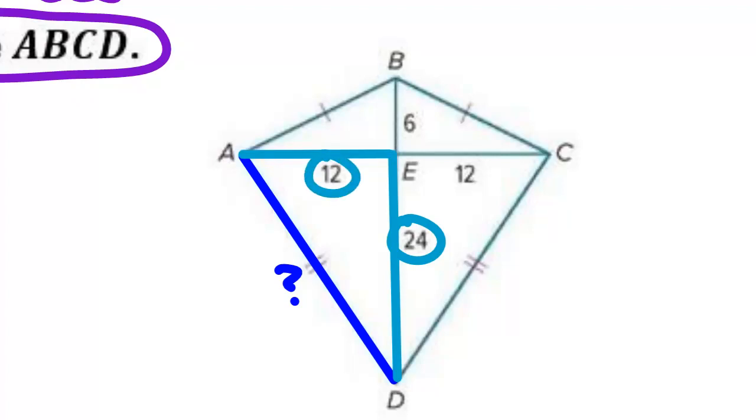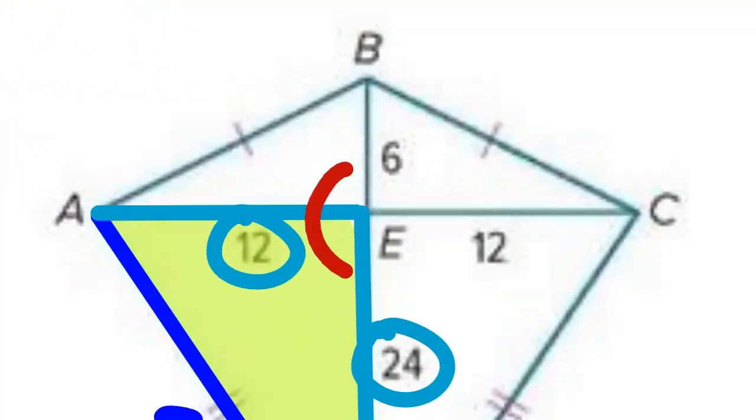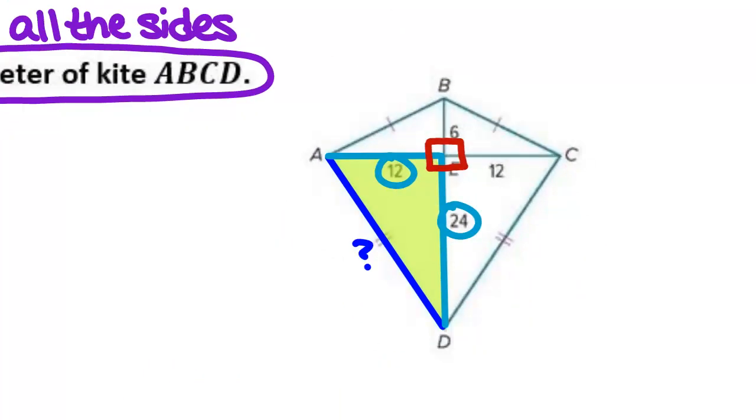Notice when I went over those sides, it created this triangle right here. What type of triangle is that? It's a right triangle. Why is it a right triangle? What's happening right here? 4 right angles. Remember, those diagonals are perpendicular to each other. So I have a right triangle here. I know 2 of the sides of this right triangle. What can I use to find missing sides in right triangles?